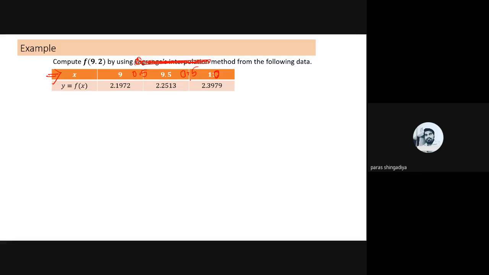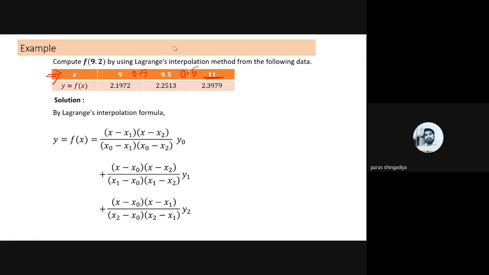So here you can apply the Newton forward interpolation formula to predict the answer, because 9.2 is nearer to the starting of the table. But right now it is given 11, so it is not equally spaced data, it is unequally spaced data. So we can apply the Lagrange interpolation, otherwise the Newton divided difference formula. Here we'll apply the Lagrange interpolation to predict the answer. The three values are given, x0, x1, x2, and y0, y1, y2. So first we'll derive this formula.